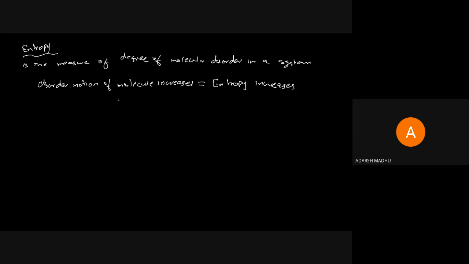That's the relation. Vice versa, when disorder decreases, entropy also decreases. That is a new definition for entropy: the entropy of a system is the measure of the degree of molecular disorder in a system. The more the disorder increases, the more the entropy increases. These are the particular terms related to entropy.